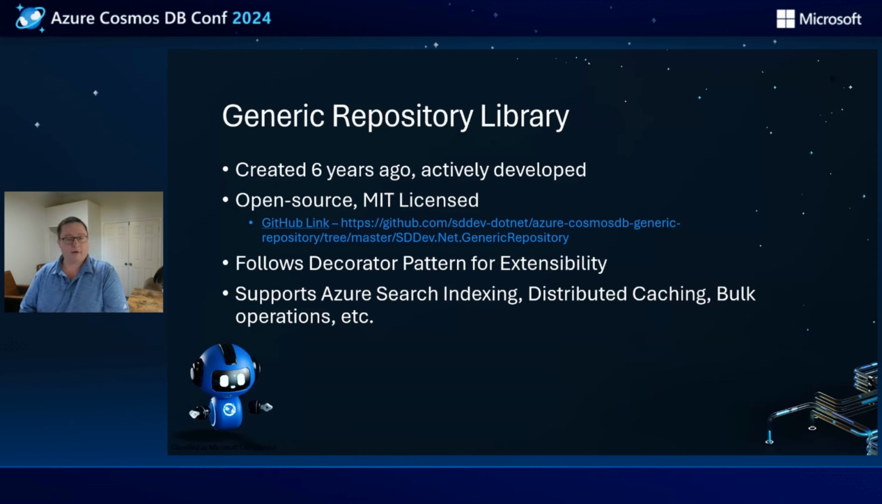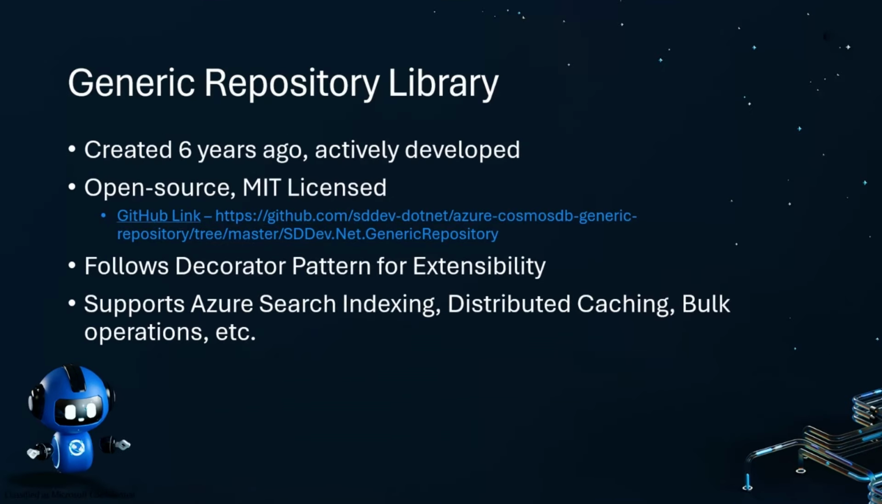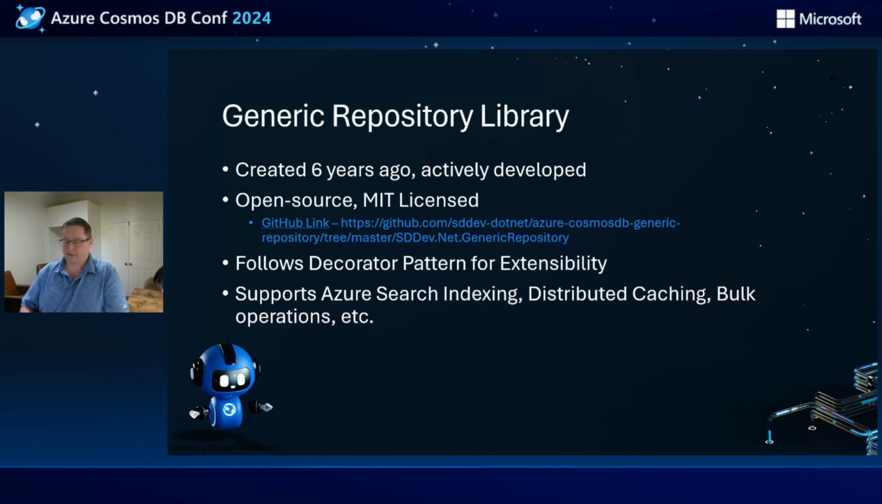It follows the decorator pattern for extensibility. So we've decorated the generic repository library with the capability of distributed caching, with indexing, with Azure AI search, and so on and so forth. So it's a highly extensible library.